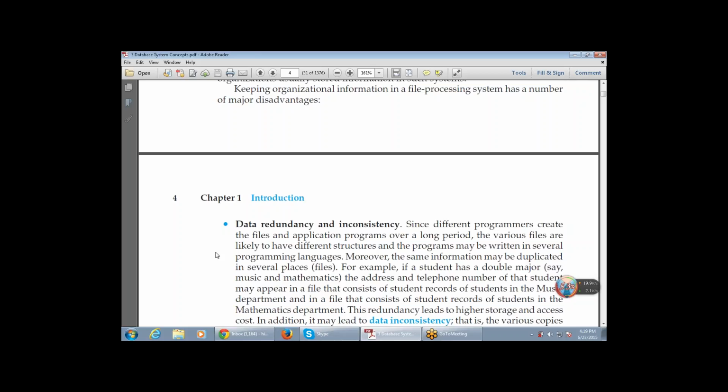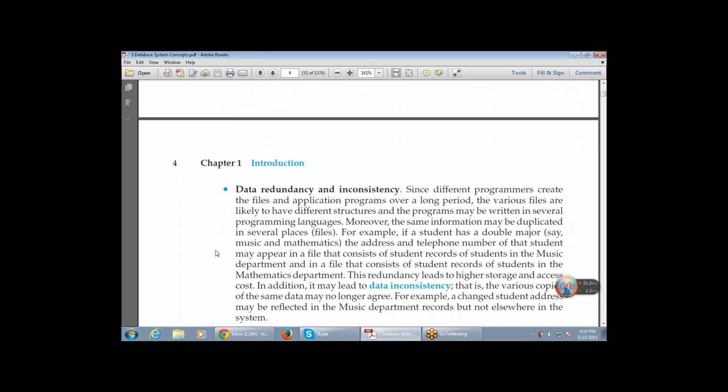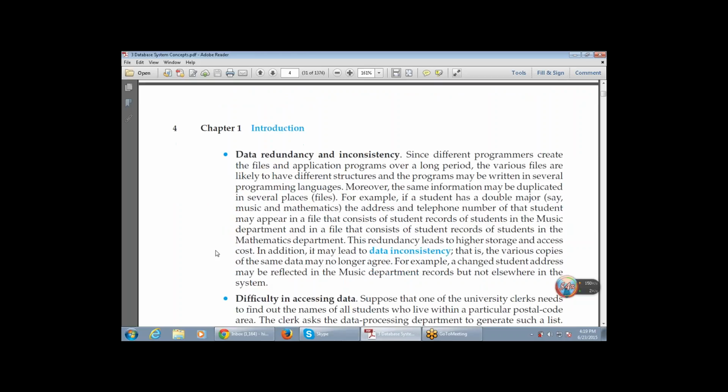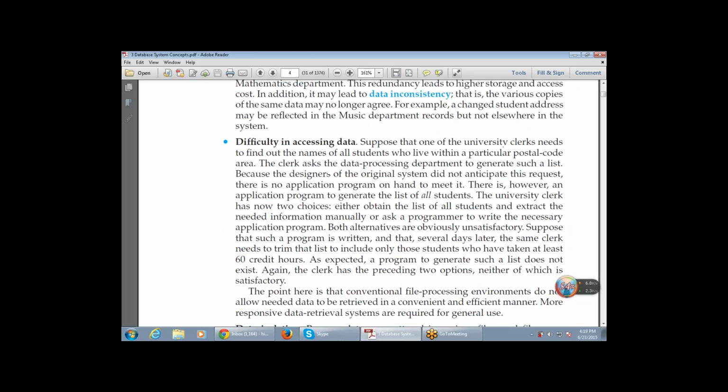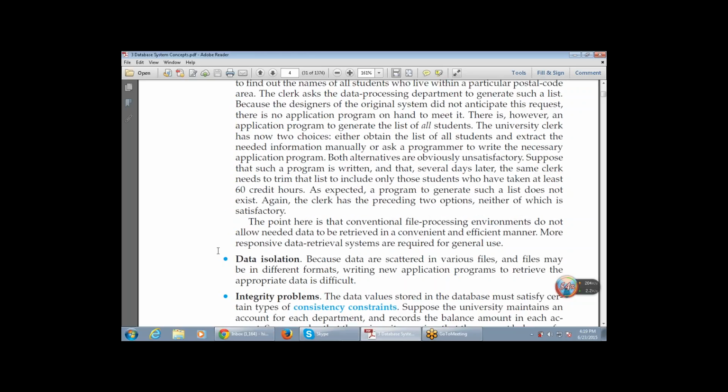And inconsistency, that is, the data is not consistent; it is scattered in various places. Then there is difficulty in accessing the data, that is, how to access the data. That is also a limitation of the database management system. Then data isolation: the data are scattered at various places, so it is very difficult to compile all the data in the database. That is also a main limitation of the database management system.